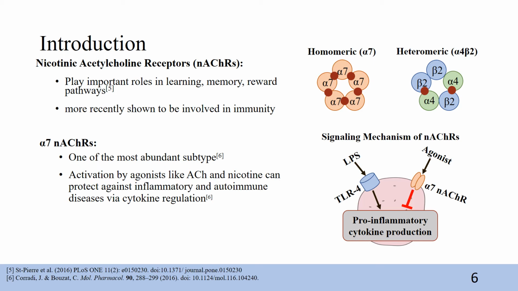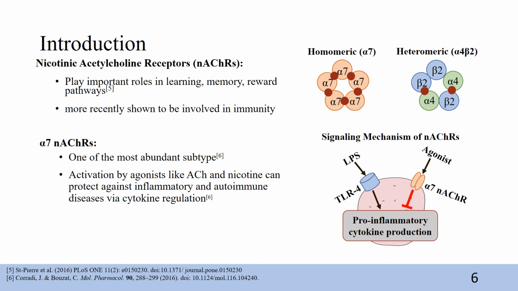Nicotinic acetylcholine receptors are pentameric ligand-gated ion channels with important roles in not only immunity, but also in signaling, learning, memory, and reward pathways. These receptors have recently been shown to be involved in immunity. More specifically, the alpha-7 homomeric receptor is of particular interest in this study. It is the most abundant subtype, and activation by agonists like acetylcholine and nicotine can protect against inflammatory and autoimmune diseases, mainly by inhibiting the cytokine production and therefore reducing the overall immune responses.